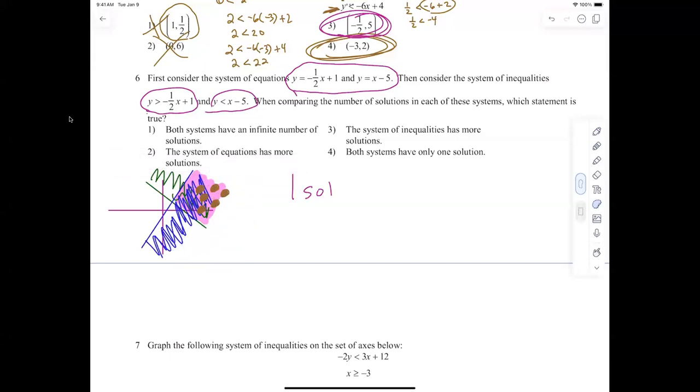But now how many? Yeah, there's an infinite number of solutions. There's an infinite number of points in that shaded region. Do we agree with this? Right? So the system of inequalities has an infinite number of solutions. So the system of inequalities has more solutions, right?